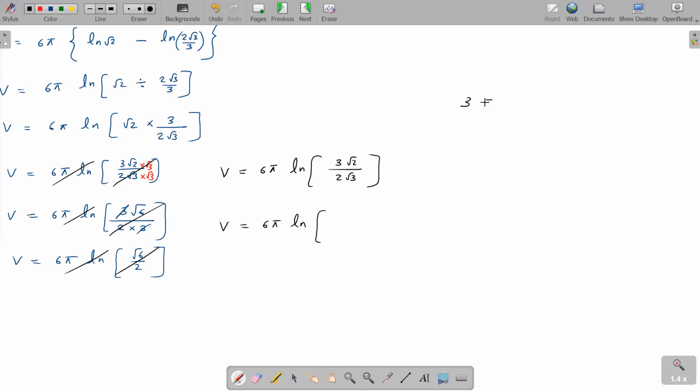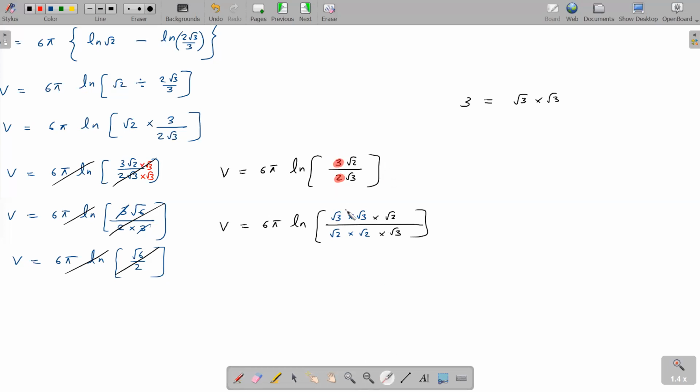Now you do realize you create 3 by getting root 3 into root 3. Do you agree? 3, you can create 3 by taking root 3 into root 3. So I'm going to do something like that to this 3 and 2. Just look why I'm doing this. So 3 is root 3 into root 3. And then you have root 2. And then 2 is root 2 into root 2 times root 3. And then you can cancel out, right? I hope you can understand what I did here.